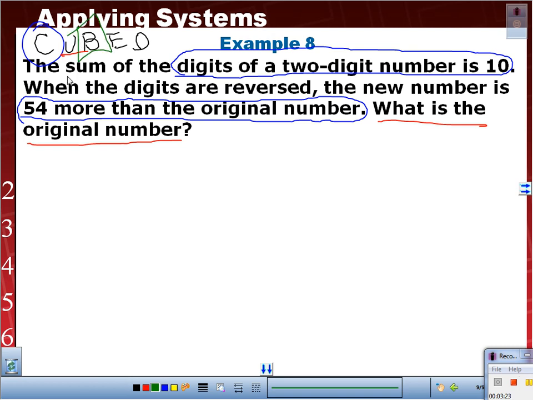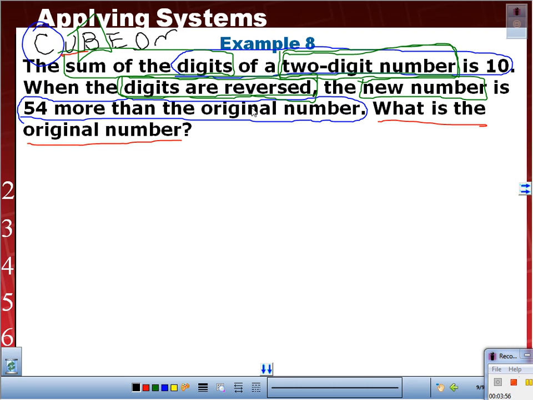Important information is that they're talking about the sum of the digits. Sum of the digits of what? Of a two-digit number. Okay? But then they say, what's important here? That the digits are what? Reversed. The digits are reversed. And then they say that it's a what? New number once it's reversed. Okay? Exclude any other information, and then we're going to draw a table.